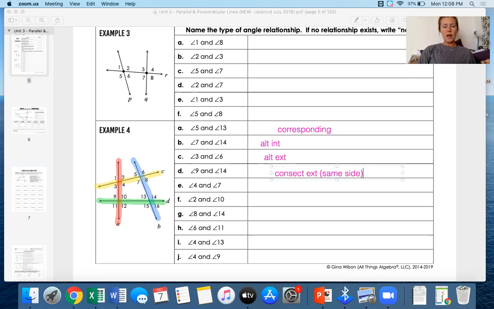Then we have 4 and 7. 4 and 7 are both on the yellow, and they're both on the inside and on the same side. So what would we call that? Yeah, same word. So it's consecutive interior. Which is same side. How about 2 and 10? 2 and 10, if you locate those, they're on the red transversal, 2 and 10.